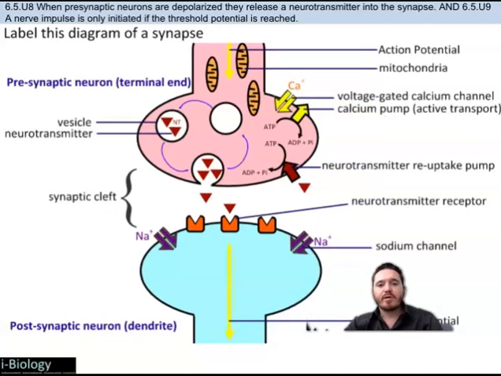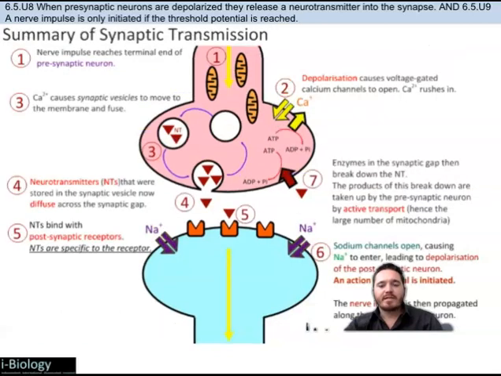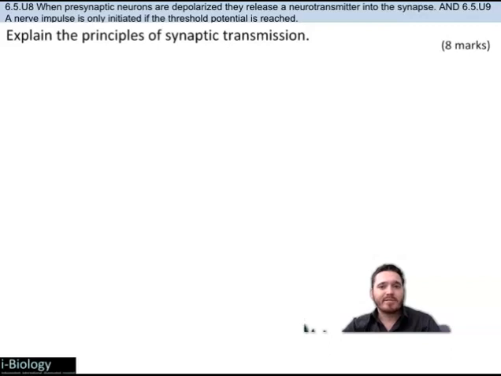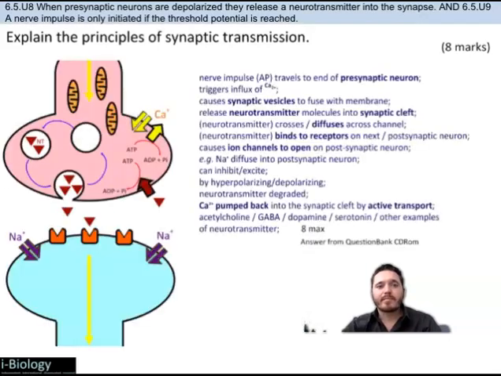Here is a label of all of the pieces that we just looked at before. And here is an annotated version of that same diagram. Example of a question, a past paper question that you could see about synaptic transmission. So you can pause now before I show the mark scheme. And here is the mark scheme.